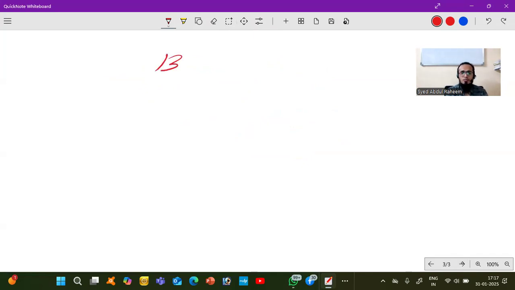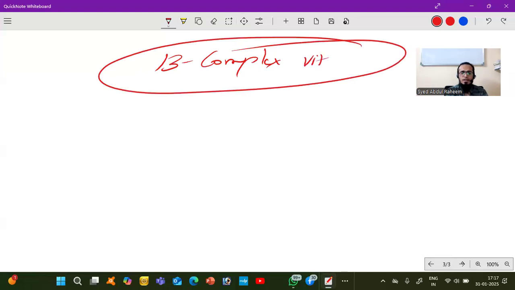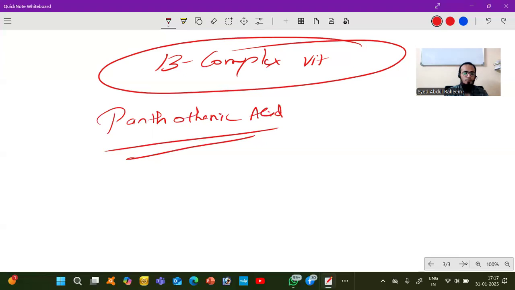So we are studying B complex vitamins. Most of the four vitamins are completed. Today we are going to talk about the remaining four B complex vitamins. Another B complex vitamin is pantothenic acid. It is a B complex member.